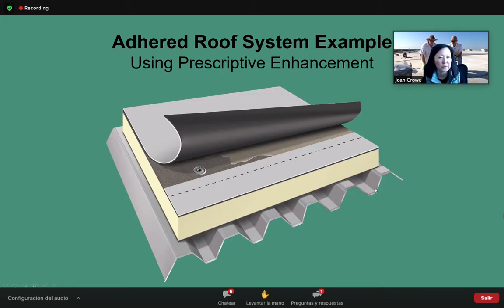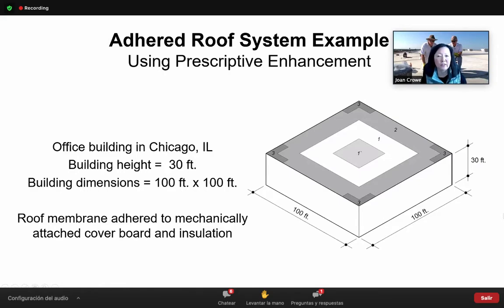Again, we're going to use prescriptive enhancements. So I picked Chicago because that's where Wally, Chino, and I reside. I'm using Wally and Chino's example of a 30-foot tall building, and my dimensions are 100 foot by 100 foot. So again, this is where we have our membrane that is adhered to mechanically attached, and in my case, I picked a cover board and insulation. This is probably one of the most commonly used of our systems. But this is when you're relying on that mechanical attachment of the insulation for wind uplift.